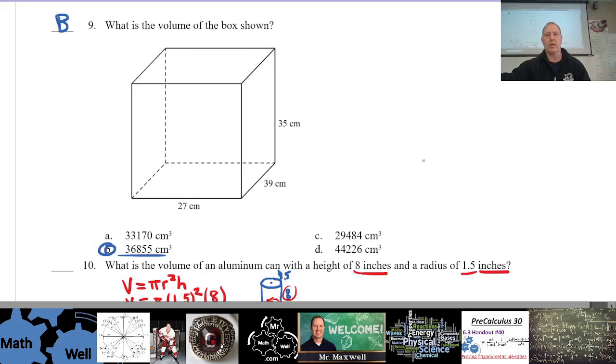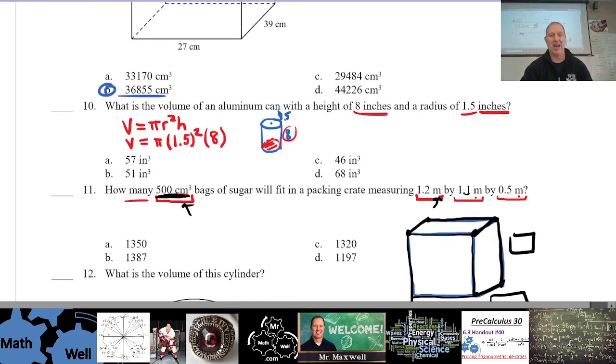Make sure you show your work. Okay, I don't want to see just the answers. You're not getting marks for that. Don't be just copying my answers. I need to see your work. Okay. Number 10. Okay, you finish that off. You should get 57 inches cubed. So that's A. There's a lot of A's and B's here.